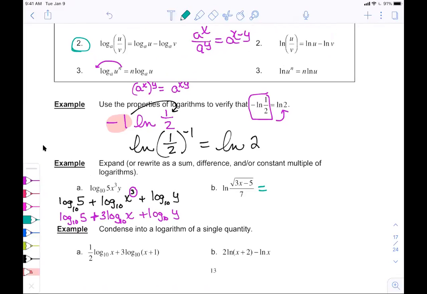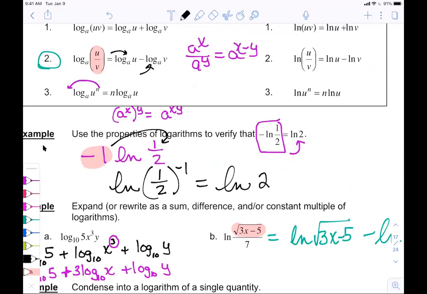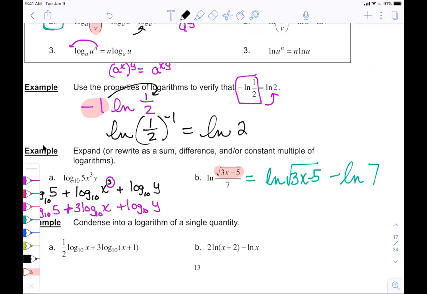Jeremy. Would it be ln? Oh, Grant, go for it. Would it be ln square root 3x minus 5 minus ln 7? Yeah. So we're not doing anything with that square root right now. We're just taking the numerator, making it its own log, and that's based off of the second property. So it says if you're dividing, you can separate it into the log of the value on the top minus the log of the value on the bottom. Notice you have to keep the base the same. Well, this base is a natural log and it has an e. We don't have to write that in there.